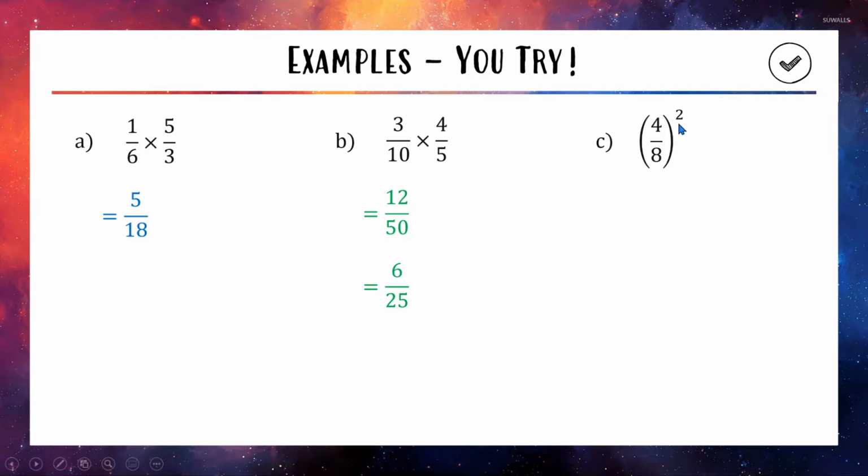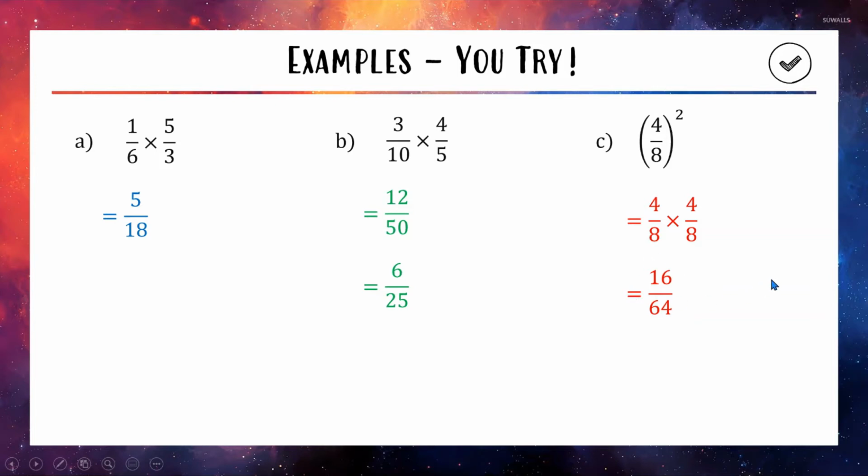Okay, for C, this little 2 at the top is what we call squared, and this tells us that we are multiplying the number by itself. So 4 out of 8 squared is 4 out of 8 multiplied by 4 out of 8. So 4 4s are 16 and 8 8s are 64. So there is our answer.